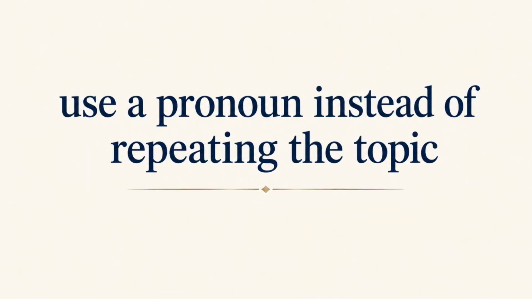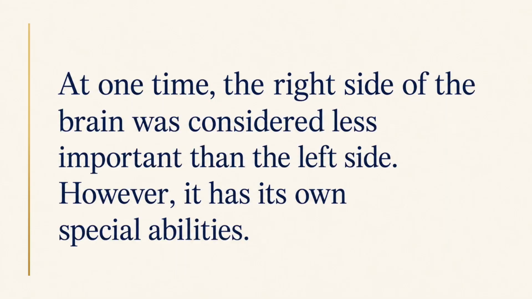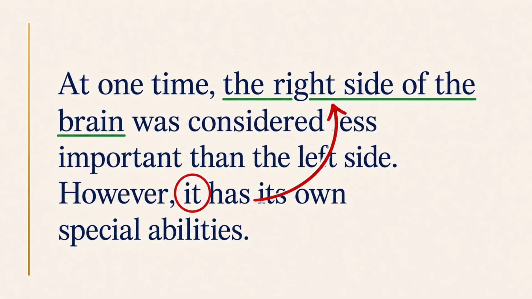This may seem easy, but it becomes very important when reading textbook paragraphs. Sometimes a topic sentence uses a pronoun instead of repeating the topic. For example, at one time, the right side of the brain was considered less important than the left side. However, it has its own special abilities. What does it refer to? It refers to the right side of the brain.